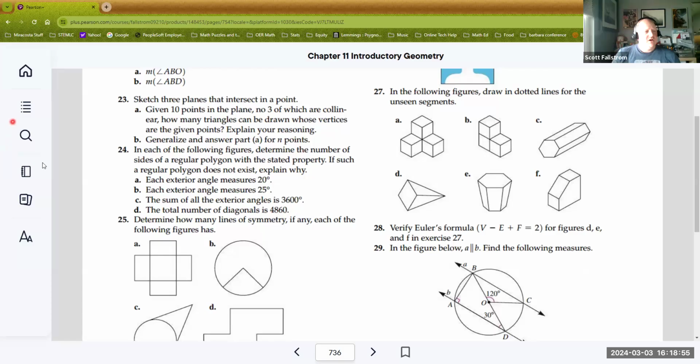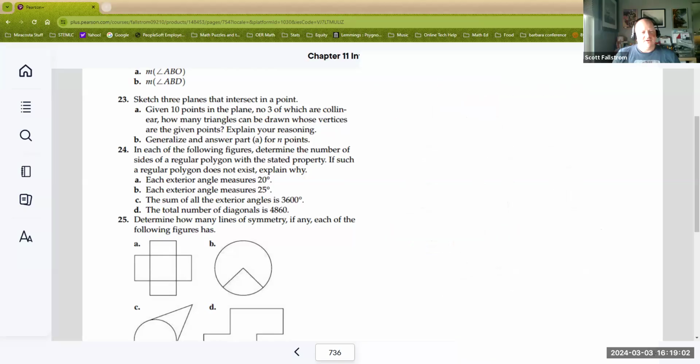And D says the total number of diagonals is 4860. All right, well, we talked in class about how to make diagonals. So now if you are making diagonals on a polygon, we don't know how many sides are in the polygon. So we just know the number of diagonals.